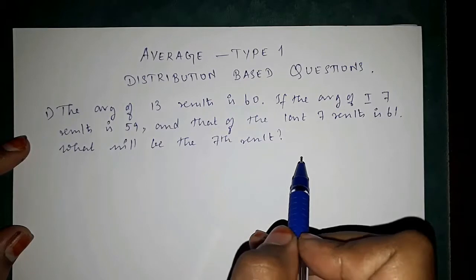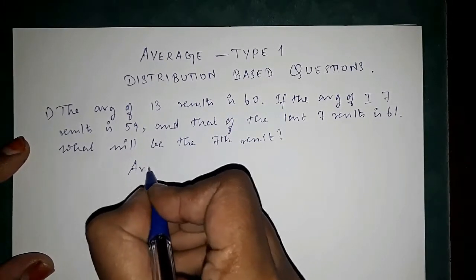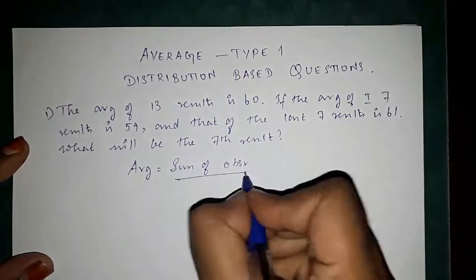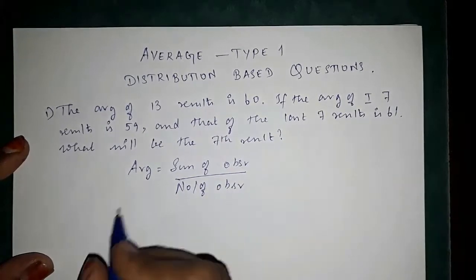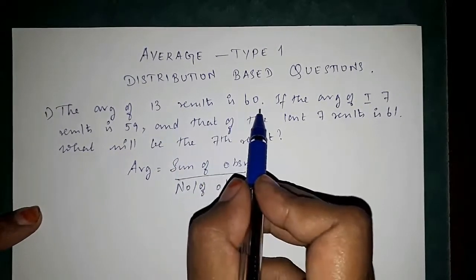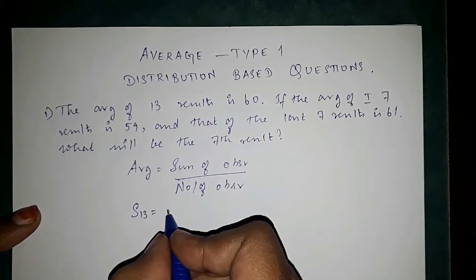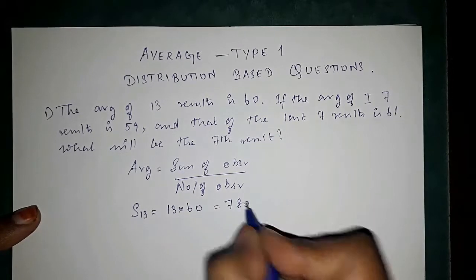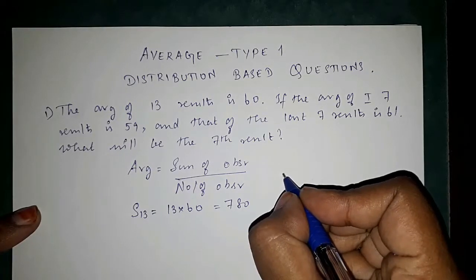If we solve in the normal method, we know that the average formula is sum of observations divided by number of observations. It's given that the average of 13 results is 60, so we are going to find the sum of the 13 results, which is equal to 780. Similarly, we are going to find the sum of the first 7.